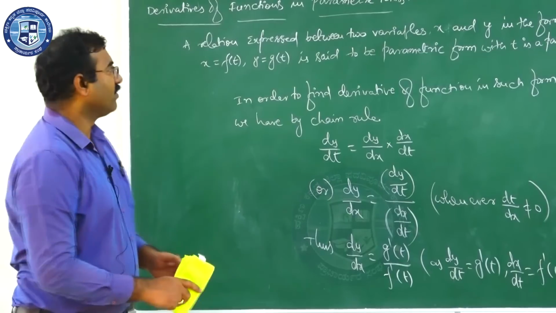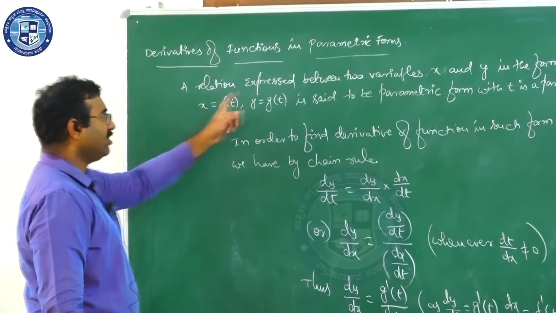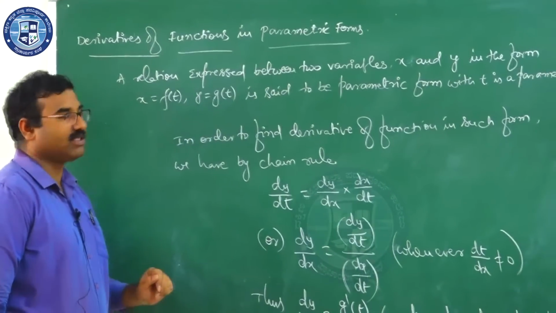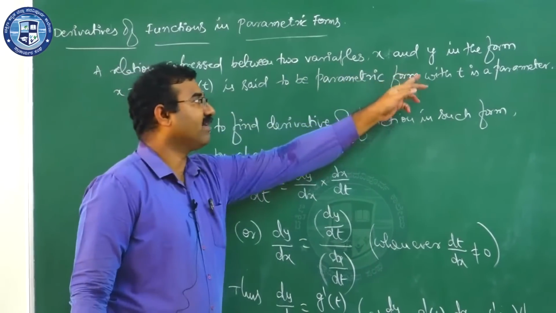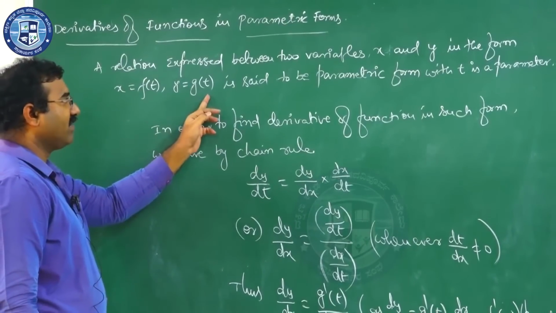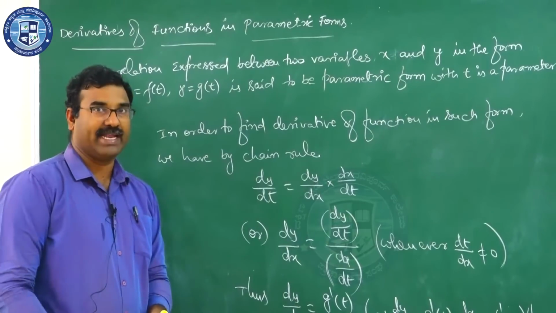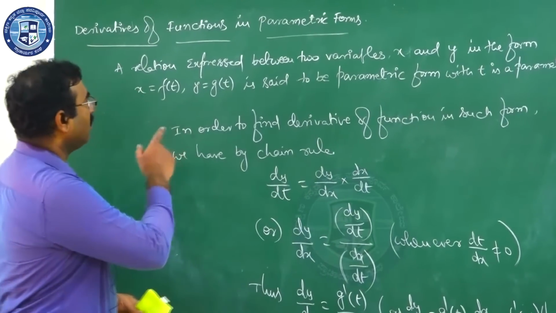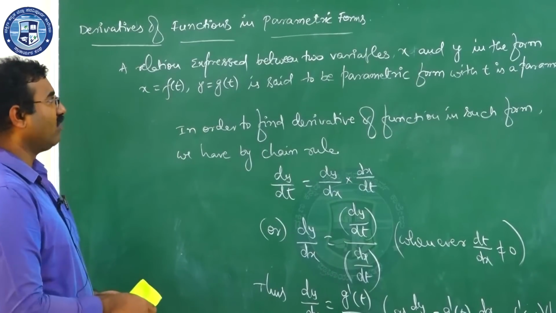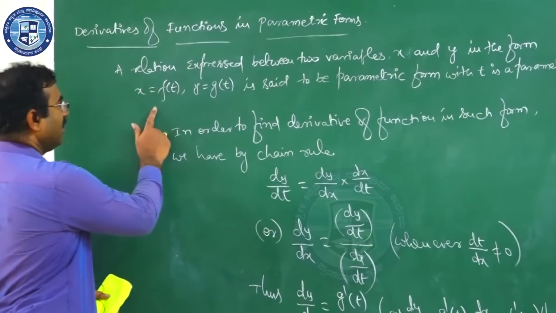If you look at derivatives of functions in parametric forms, a relation expressed between two variables x and y in the form x is equal to f of t, y is equal to g of t, is said to be parametric form, with t as a parameter. So a relation between two variables you can express in this format.